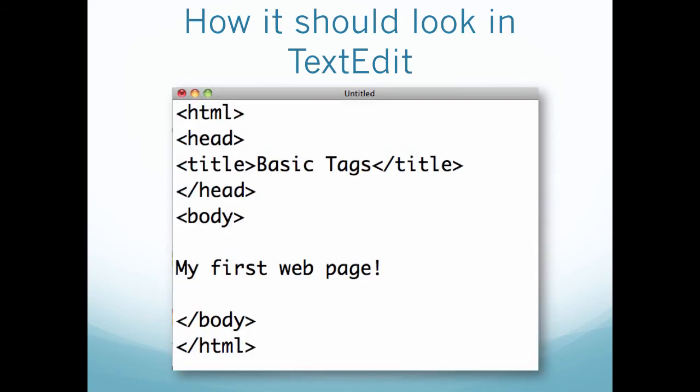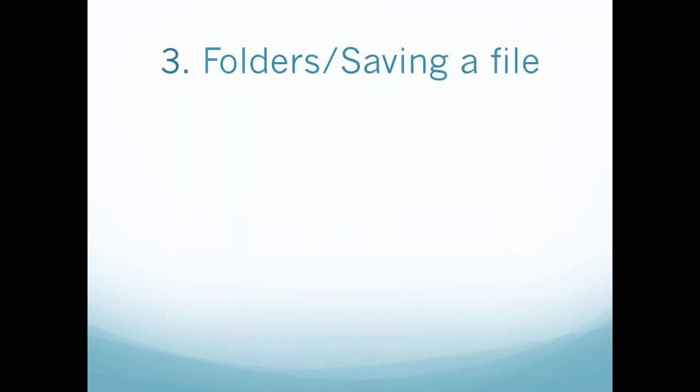This is how your TextEdit page should look. I'll leave this up here a second. Again, HTML, head, title. The title of our document is basic tags. Close the title, close the head, body tag. Anything within this area here, that's what we will see on the web page. Type in my first web page. Close your body tag, close the HTML. Okay, notice at the top of this, it's untitled. We haven't saved it yet. We'll do that next.